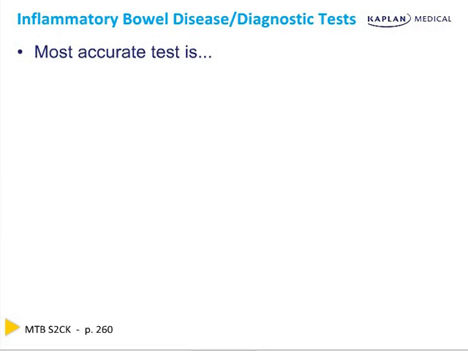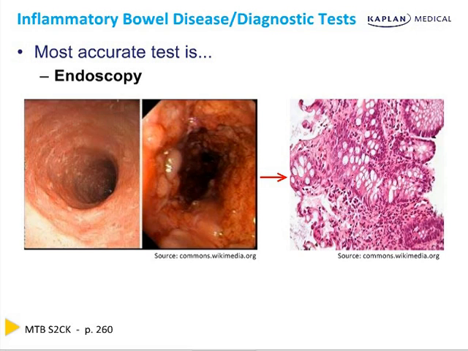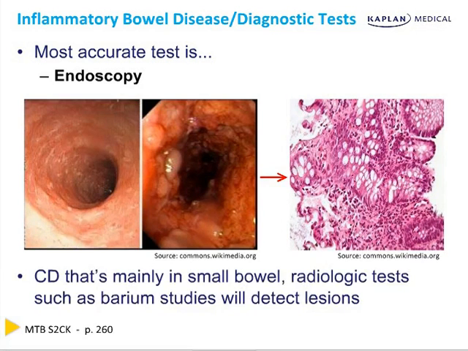The mainstay of diagnostic testing for inflammatory bowel disease is 100% endoscopy. It is the most accurate test. Keep in mind, endoscopy can reveal all sorts of problems with the mucosa. Ulcerative colitis on the left, Crohn's disease with the skip lesions and cobblestoning on the right. It can also get you biopsies so you can see the chronic inflammation. Radiologic testing can pick up some lesions, but the sensitivity is low. It's only used to detect strictures in Crohn's disease.